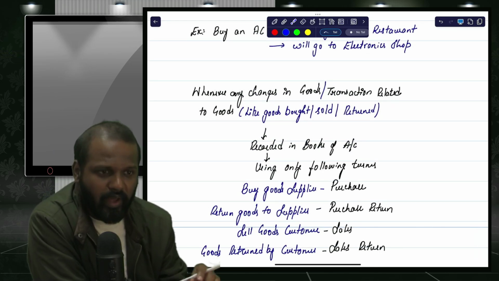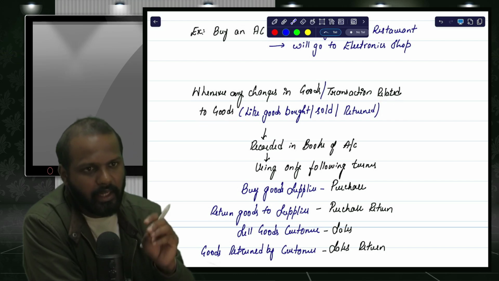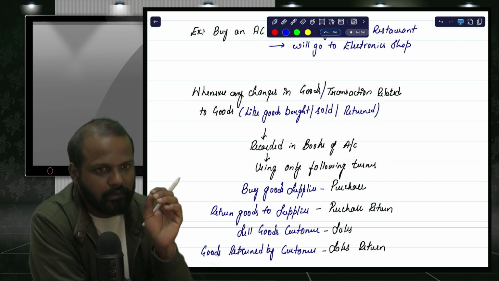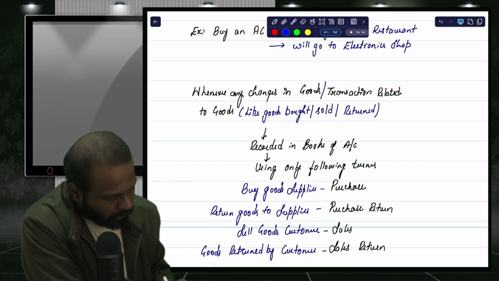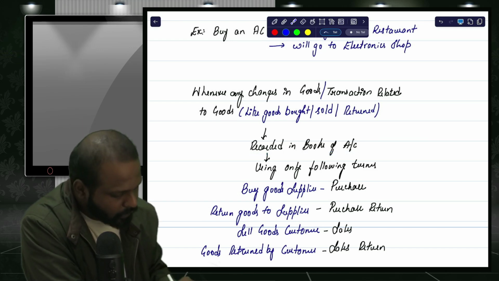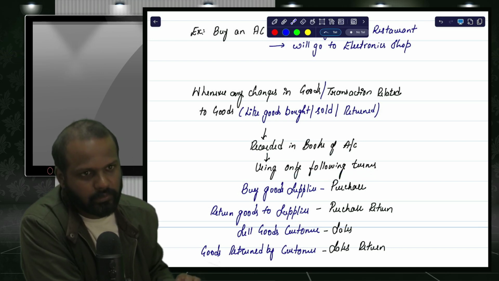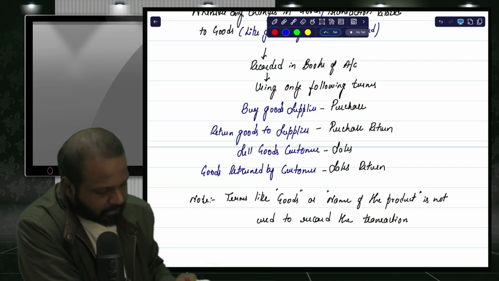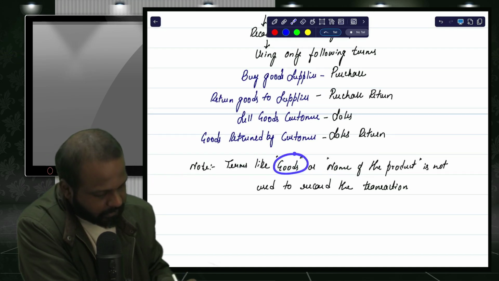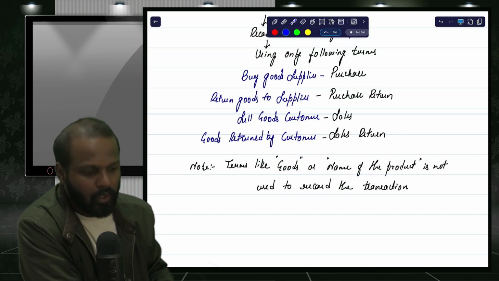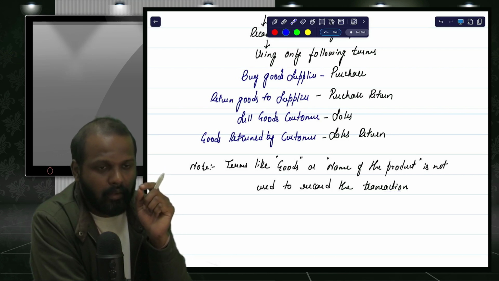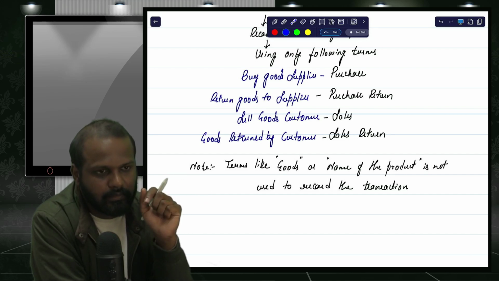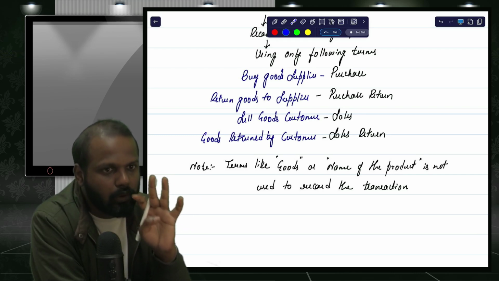Now you have to understand that whenever there is any transaction relating to goods, for example goods bought, goods being sold, goods being returned, any type of transaction relating to goods has to be recorded in the books of accounts by using only the following terminologies. Terms like goods or the name of the product are not used to record the transaction. You cannot write goods or the name of the product, like pen, pencil, marker, duster. Instead of that, you have 4 names. Out of those 4 names, you have to use the suitable name.